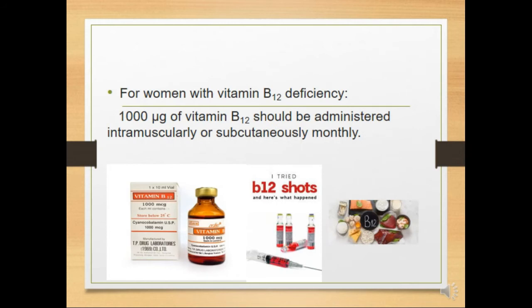For women with B12 deficiency, 1000 micrograms of vitamin B12 is given intramuscularly or subcutaneously monthly.